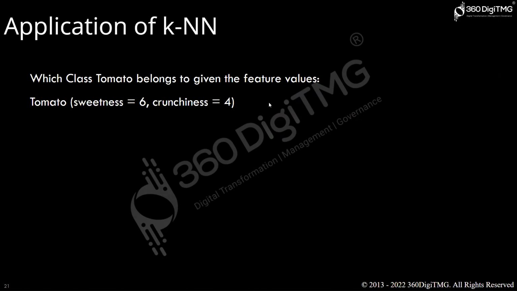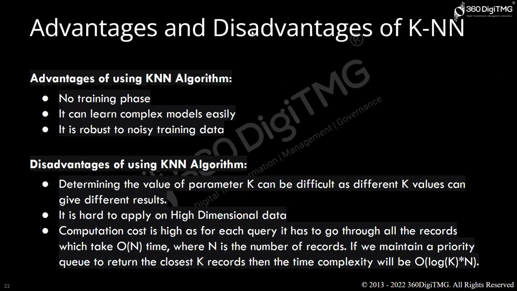So what are the advantages and disadvantages of KNN? The advantages of using the KNN algorithm: no training phase is required for that. It can learn complex models easily and is robust to noisy training data. Okay. So the advantages of using the KNN algorithm are that no training phase is required, it can learn complex models easily, and it is robust to noisy data.